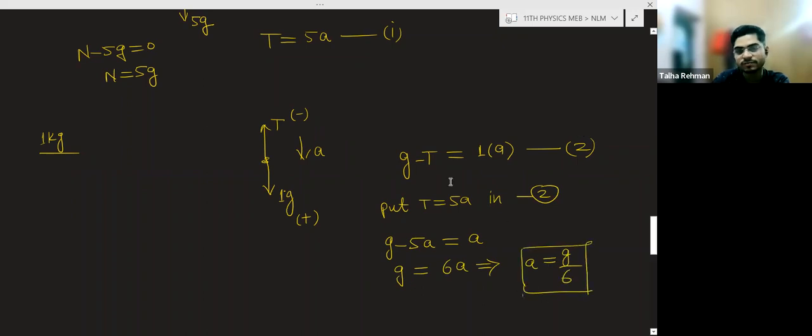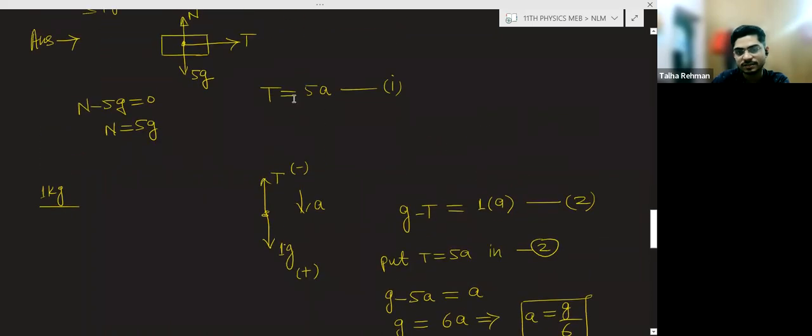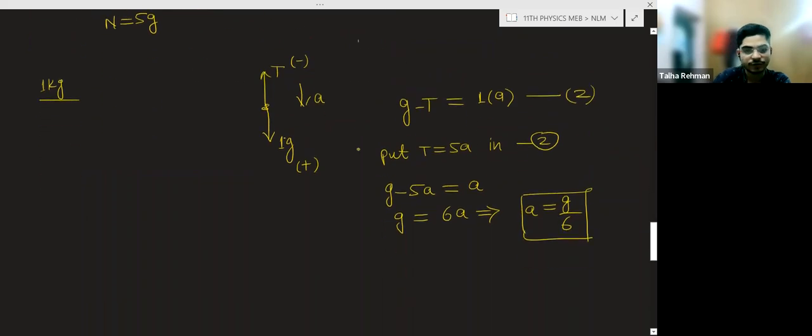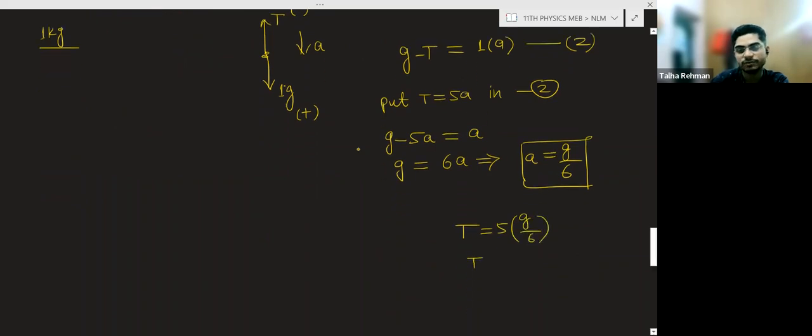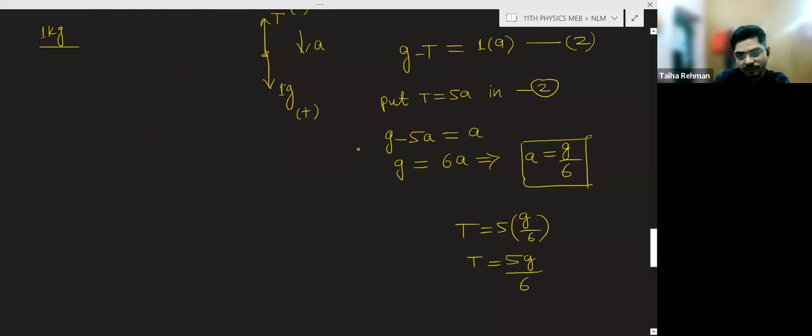Now with the help of this acceleration, we can find the tension. What is tension? Tension is equal to 5a. T is equal to 5 times a, and a is g by 6. So tension will be 5g by 6. This will be the tension.